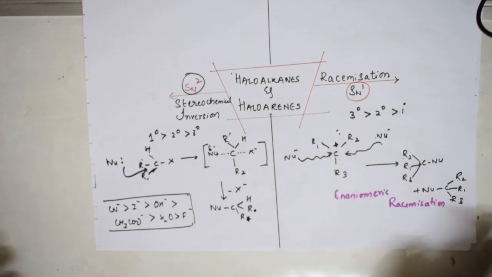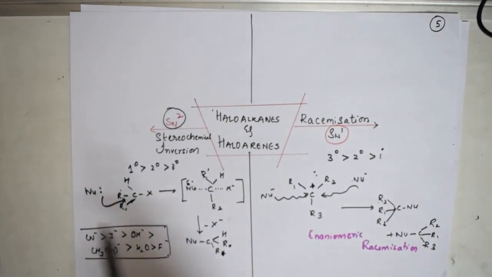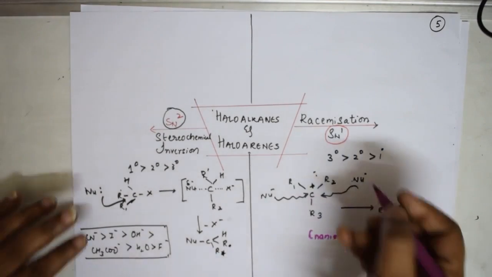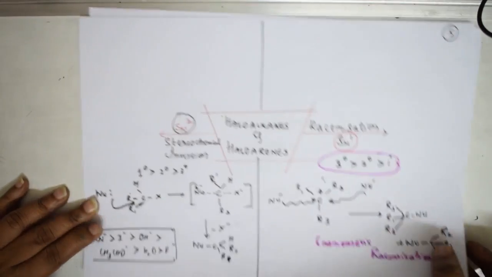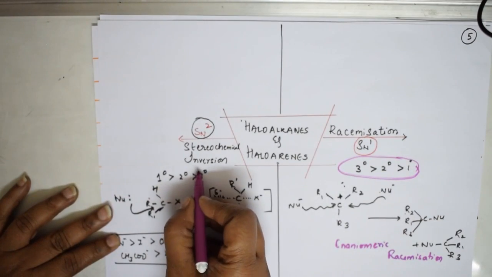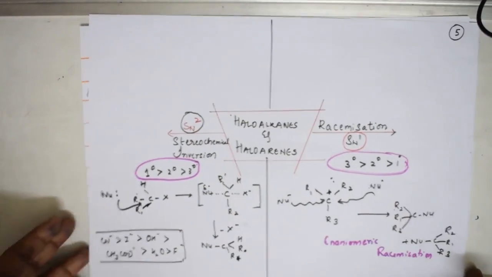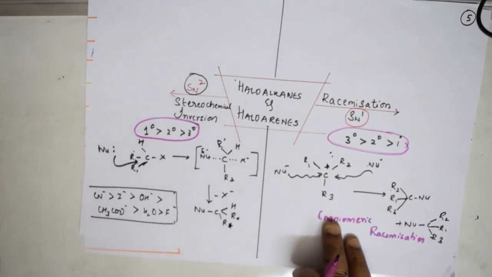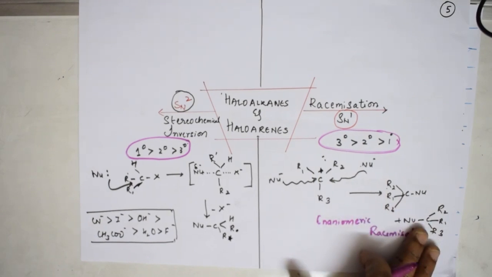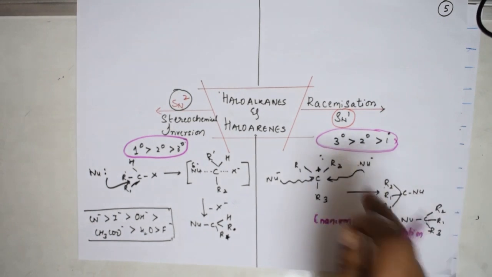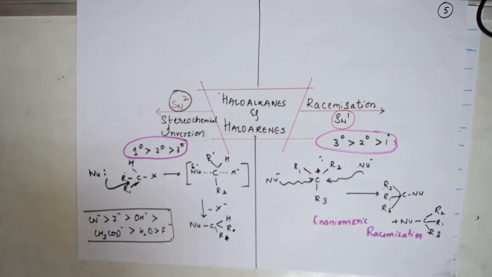Yes, so this concept I have explained, SN1 mechanism as well as SN2 mechanism. I have taken the order also: for SN1, tertiary greater than secondary greater than primary. For SN2, primary greater than secondary greater than tertiary. So I have written the enantiomeric mixture here. That is racemization. Both the enantiomers are there as part of this. That's why we call it racemization. And in SN2, there is an inversion in configuration.